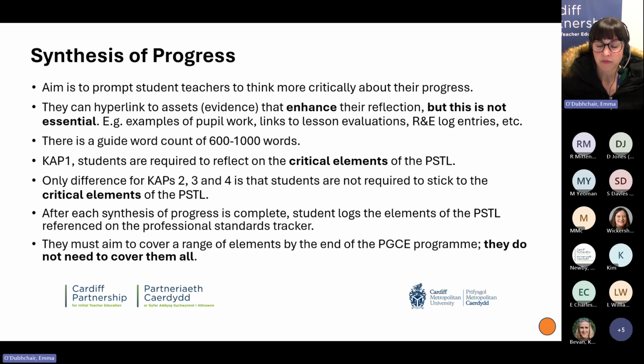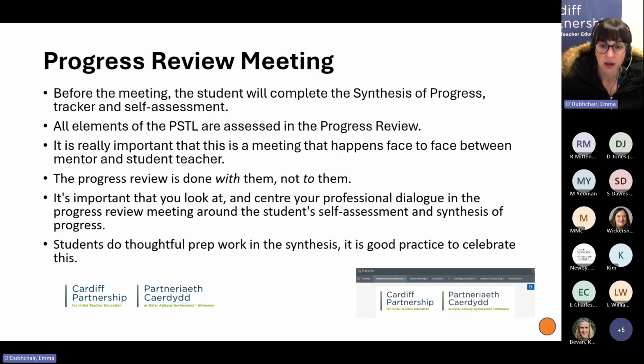So that's just a very brief overview of all of the prep work that they will do before they come to you. When it comes to the progress review meeting itself, just to reiterate some of the things that I've said before I show you the form live on the PLP. Obviously, before the meeting, the student teacher will have done all of that good preparation work. All of the elements of the PSTL are assessed in the progress review itself, but you don't need to talk about all of them in that meeting.